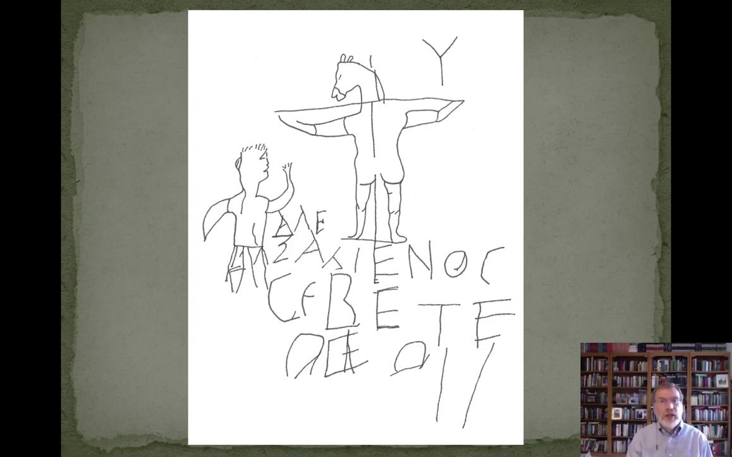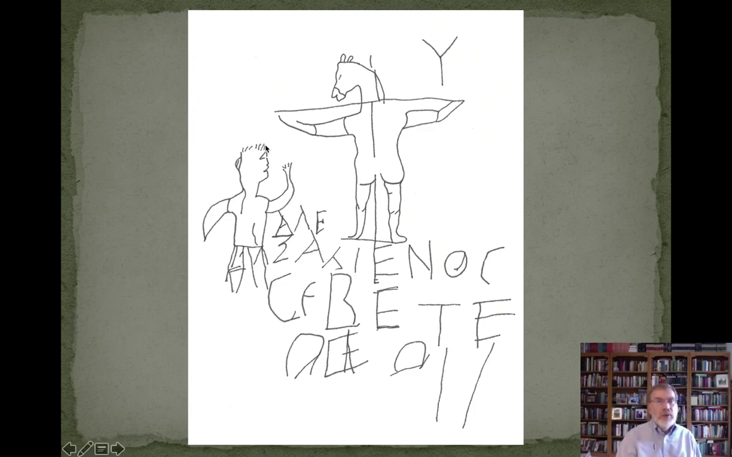And there's an inscription here found on this very famous kind of graffito that says Alexamenos Sebete Theu, which is Greek for Alexamenos, worship God. It's kind of portrayed in those terms.